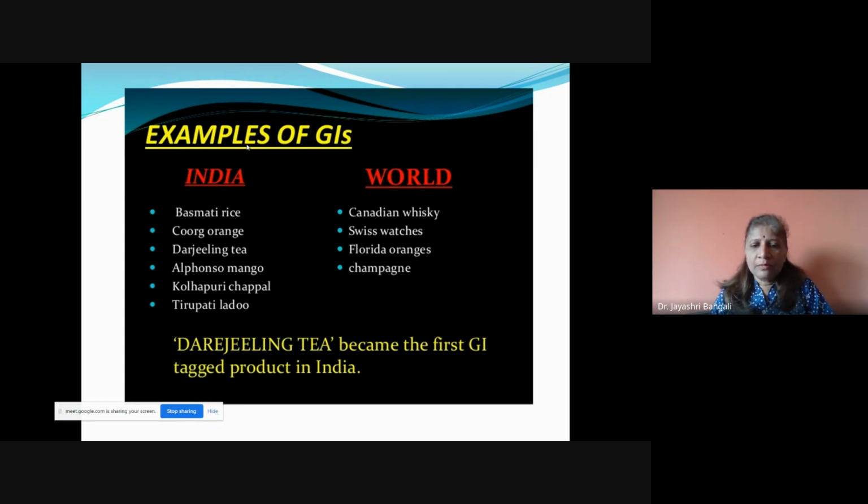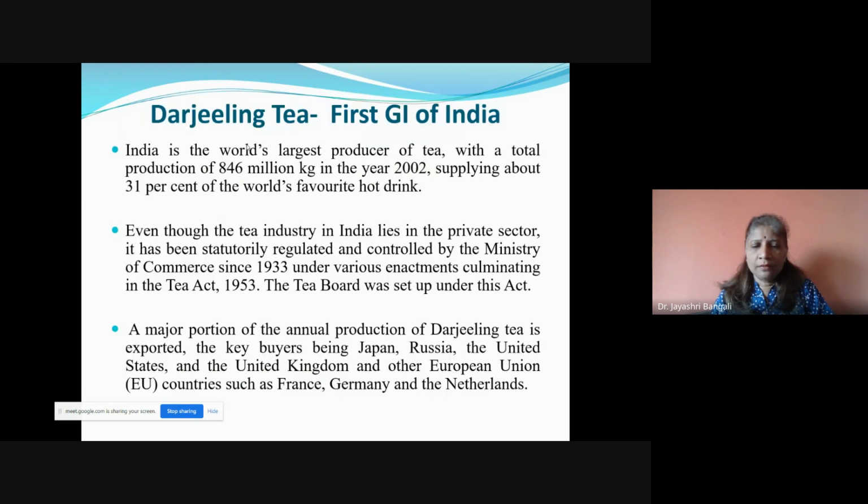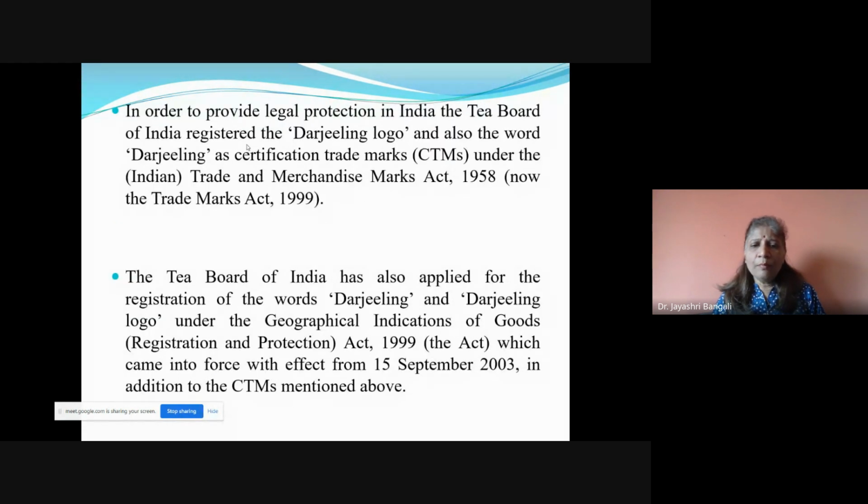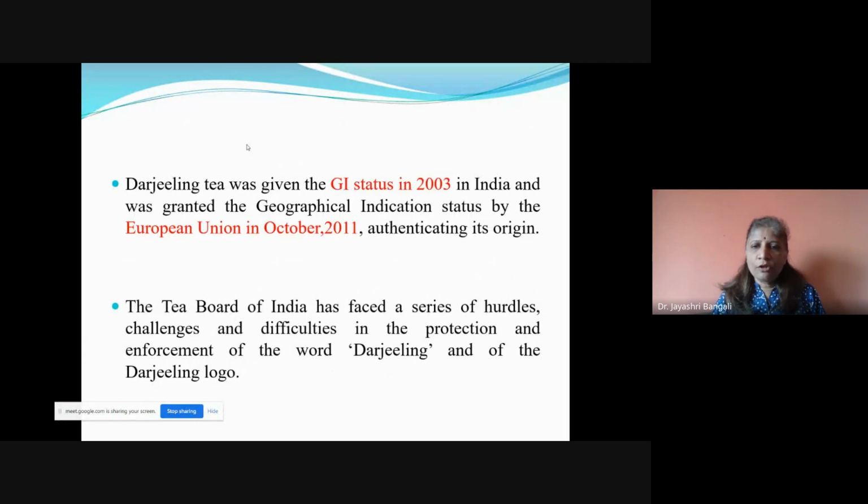Darjeeling tea became the first GI tagged product in India, and it's a very interesting story, that we had to fight to get the GI for Darjeeling tea. It's a history. I will not go into the depth of this, but just as a conclusion, I will explain that the Tea Board of India, which is based in Darjeeling, had to apply for the registration of the word Darjeeling and the Darjeeling logo, and then for the GI. We fought for this for a long time, because Darjeeling tea was given the GI status in 2003 in India, but not in foreign countries. That was granted in 2011 by the European Union.